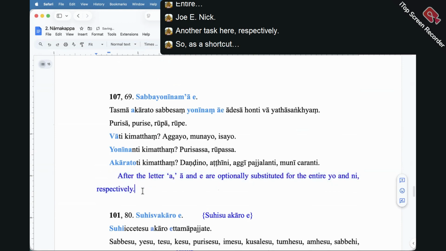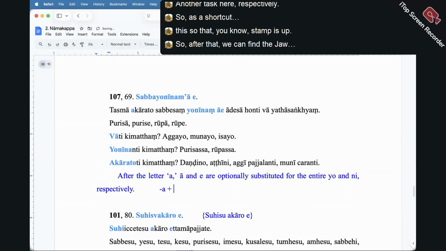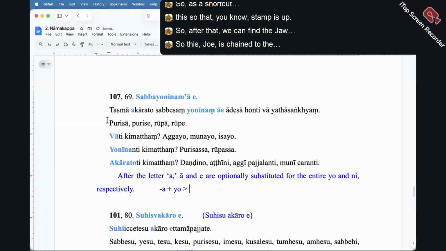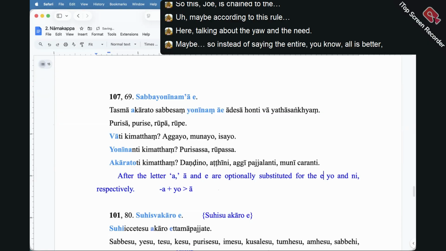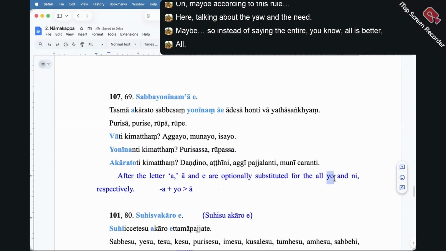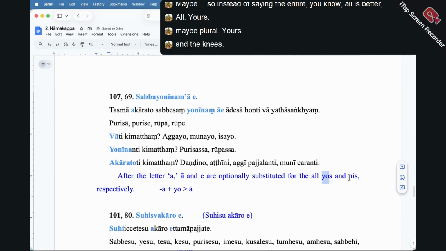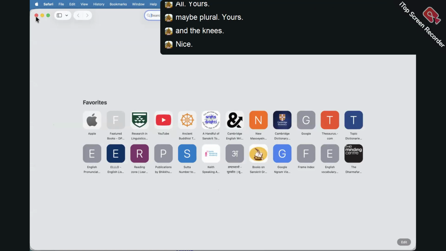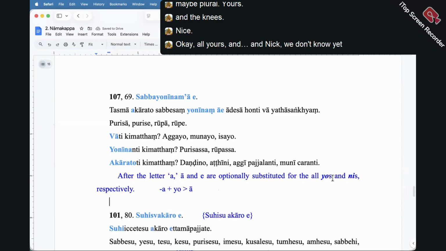So as a shortcut, in this sutta the stem is A. After that, we can find the Yo. So this Yo is changed to the R. According to this rule, here it is talking about the Yo and the Ni. Maybe instead of saying the entire, all is better. All yos, maybe plural form, yos and the Nis. Okay, all yos, but Ni we don't know yet actually.